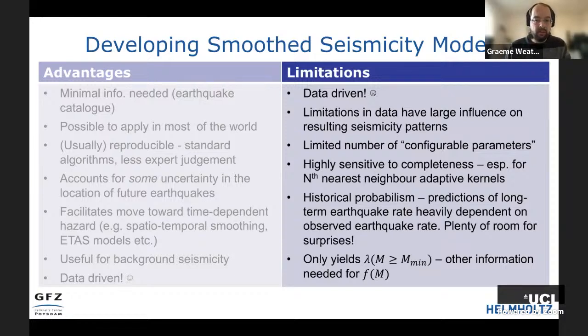adaptive kernels. Arguably, the biggest criticism of these models, though, is that they are a form of historical probabilism, that they are making predictions of long-term earthquake rate that become really heavily dependent on the observed distribution of earthquakes, mostly within the last few decades, and not necessarily of the longer-term process. So there's plenty of room for surprises and to be caught out. And the other problem we have is that it only yields activity rates. We need other information to constrain the full distribution.